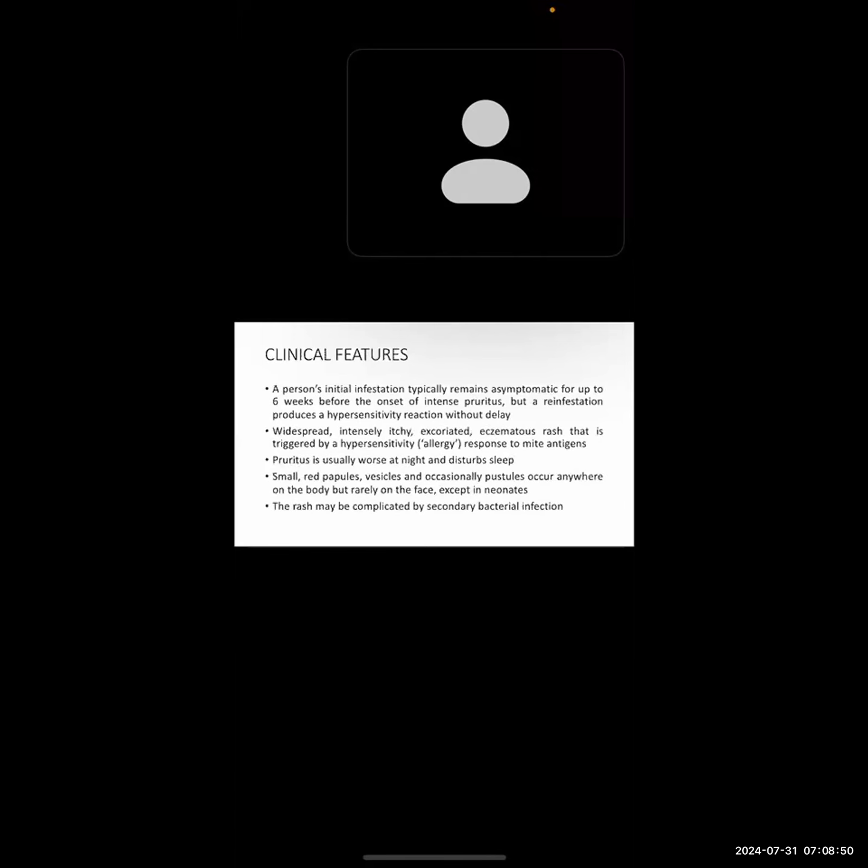Things that can facilitate transfer, therefore, are overcrowding, poor hygiene, immunosuppression, sharing of contaminated beddings or clothing, and prolonged physical contact with other persons, including sexual contact. A person's initial infestation remains asymptomatic for about 6 days.